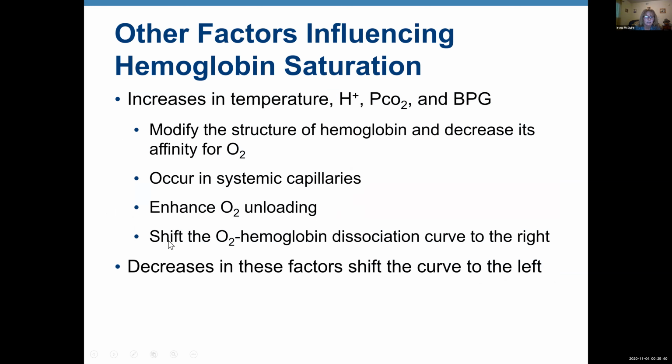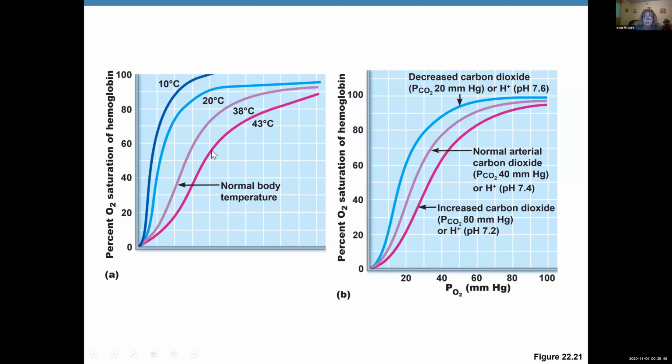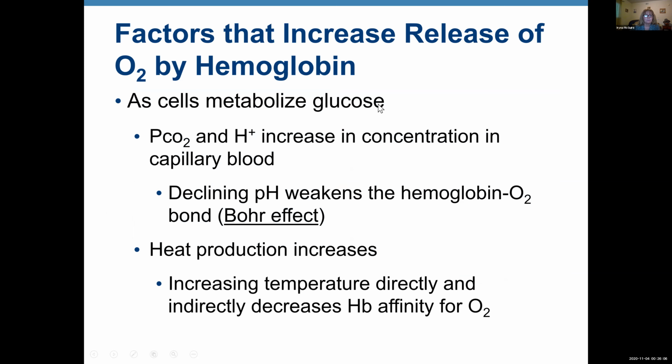This is what it says, that an increase shifts the oxygen-hemoglobin dissociation curve to the right. So it's shifted to the right, right? And here also an increase in the concentration of hydrogen, so it increases acidity. So it shifts the curve to the right. So more oxygen is unloaded. Okay.